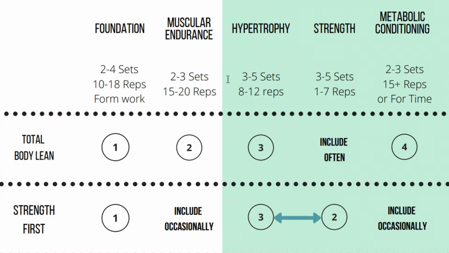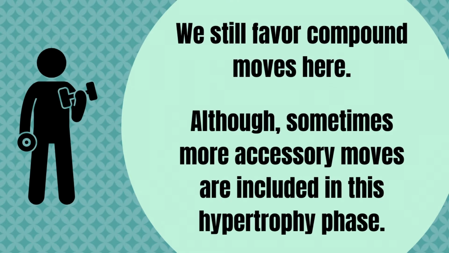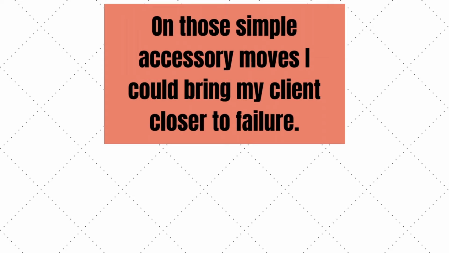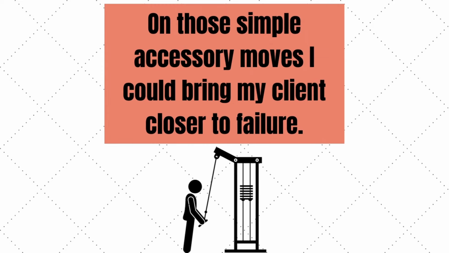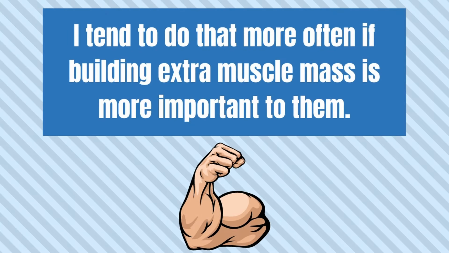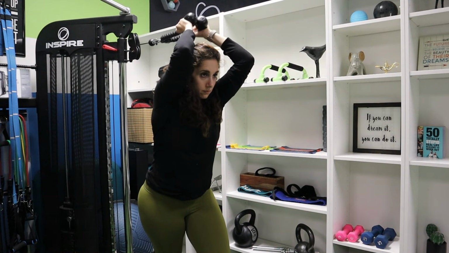Next up, we'll talk about hypertrophy, and the rep count goes down quite a bit here. I also still favor compound moves here. Sometimes I'll include more accessory moves in this hypertrophy phase, and on those simpler accessory moves, I could bring my client closer to failure. I tend to do that more often if building extra muscle mass is more important for them, and moves like overhead tricep extensions come to mind here.